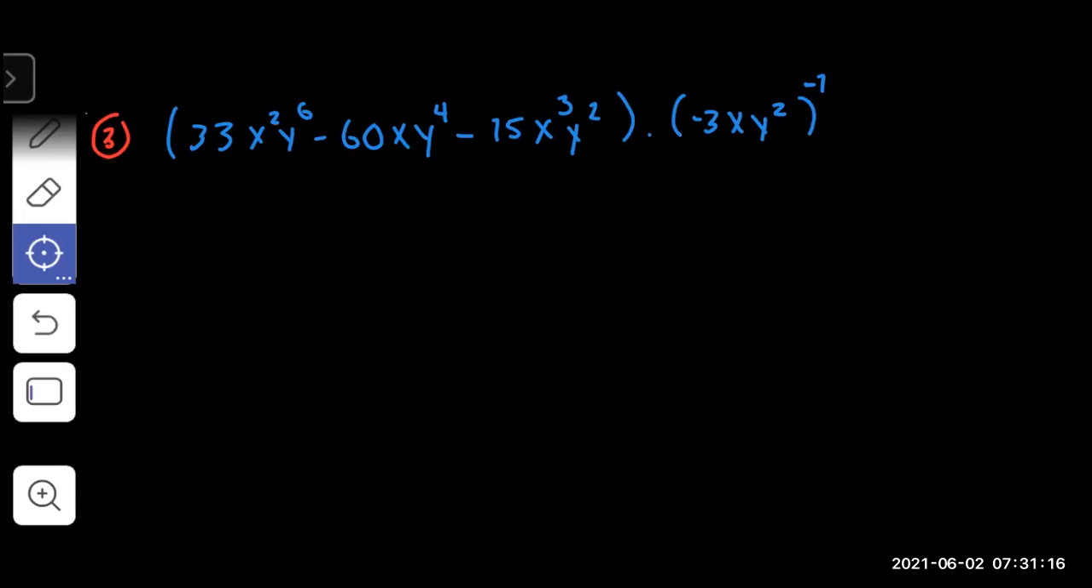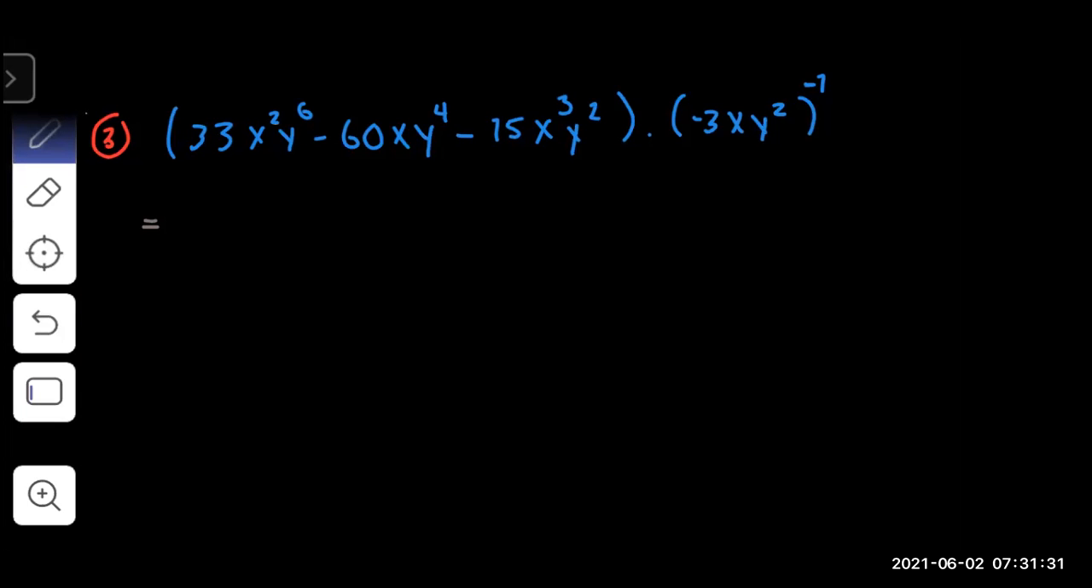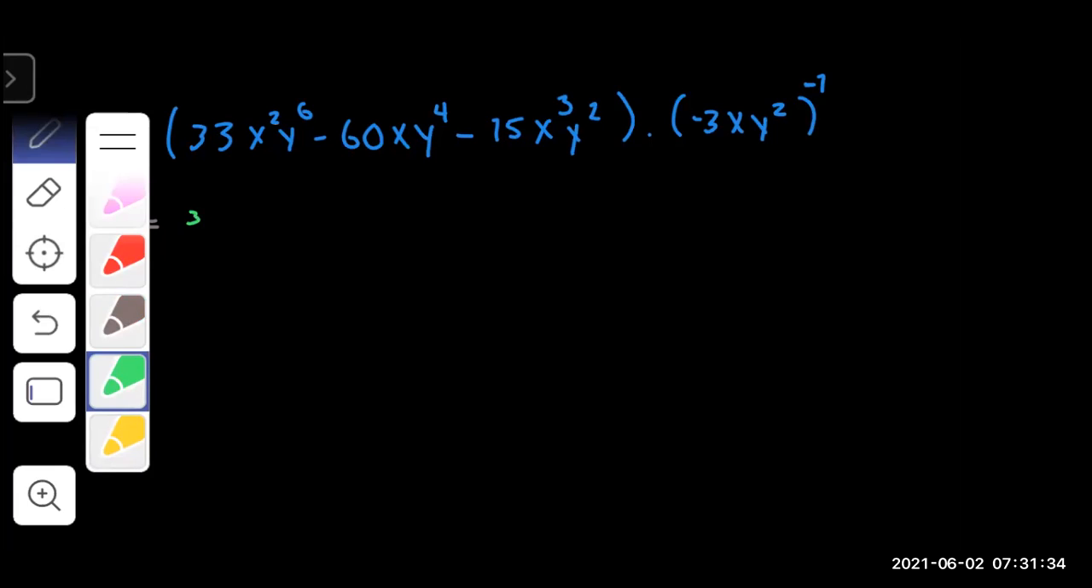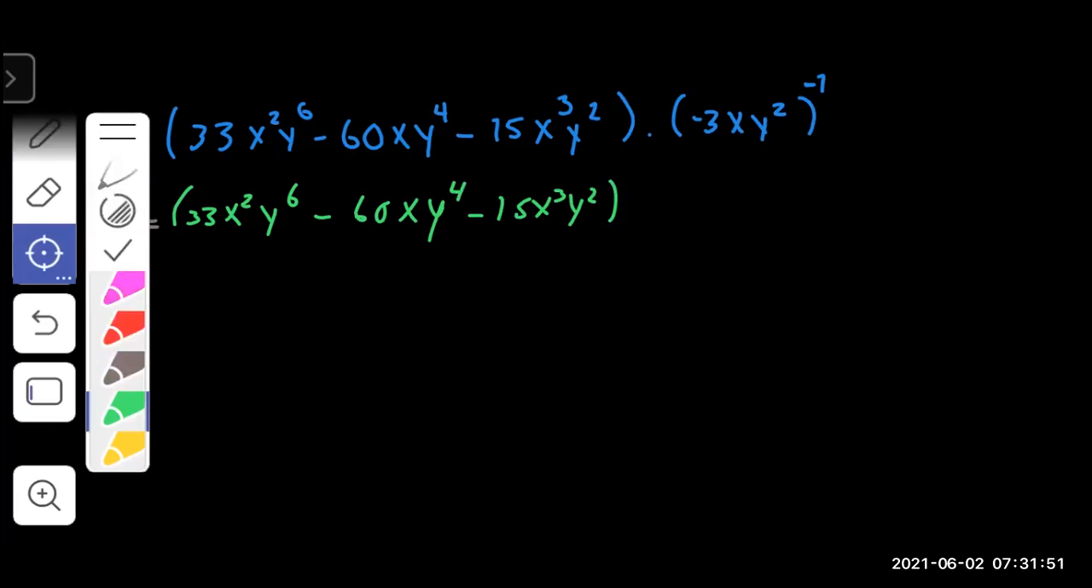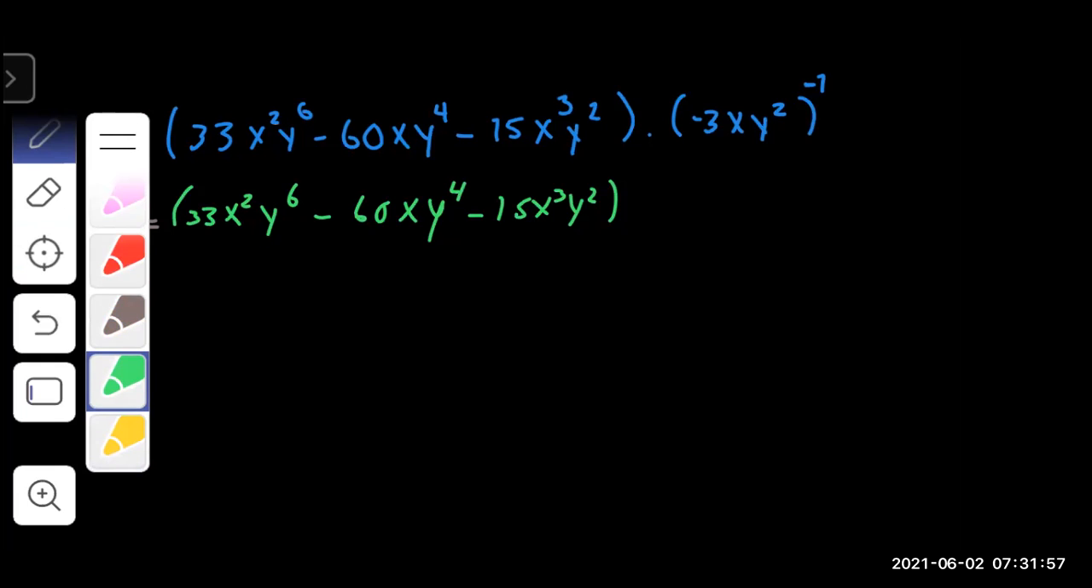We pass that expression to the denominator. Correct, Mauricio. This is exactly what we have to do. We need to move this expression to the denominator. Okay, let's copy the numerator exactly as I have it: 33x squared y to the sixth power minus 60xy to the fourth power minus 15x cubed y cubed. If you want to use parentheses, that's okay. And this expression, because it's negative 1, is raised to the negative power, so I'm going to put it in the denominator.